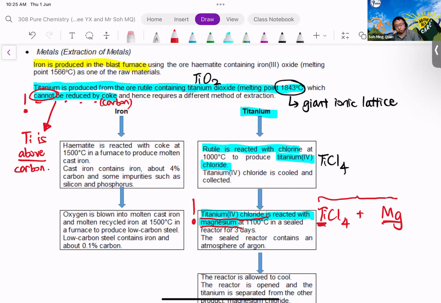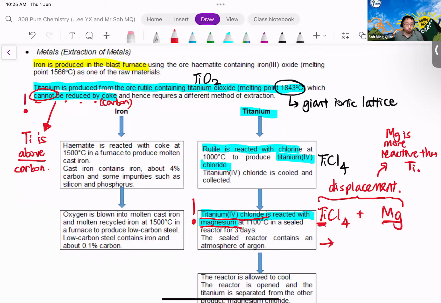This reaction has a name, and the name of this reaction is displacement. It works because magnesium displaces titanium from titanium 4 chloride. This means that magnesium is more reactive than titanium. All right. And so the products are predictable, right?